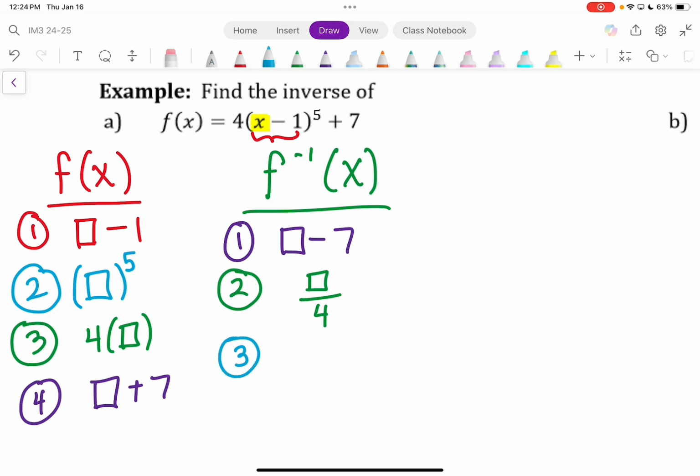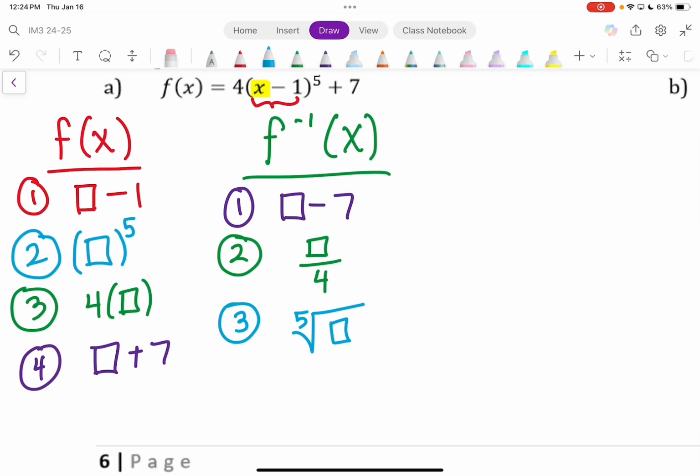All right. The step before that was to raise to the 5th power. So instead of raising to the 5th power, we're going to do what? We're going to take the root. The root of what power? 5. The root of 5, or the 5th root. We say the 5th root of, in this case, the box. So you're going to write a 5, and then the radical sign, and then the box inside of it. So it's the 5th root of the box.